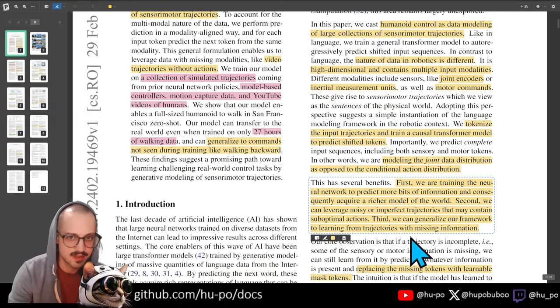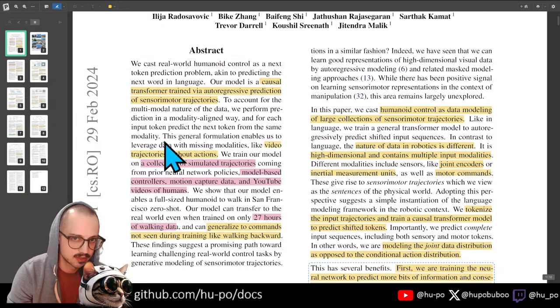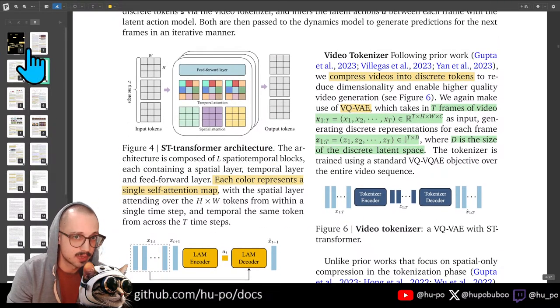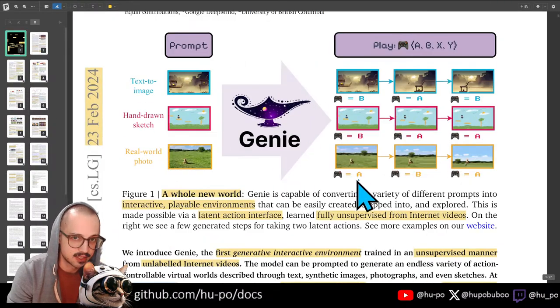So any kind of multi-stage pipeline like that is going to be very noisy and imperfect. And finally, the third benefit of this, we can generalize our framework to learning from trajectories with missing information, right? And the missing information there is going to be the actions, video trajectories without actions, which we saw yesterday as well, right? Where in yesterday's paper, they did not have these actions.